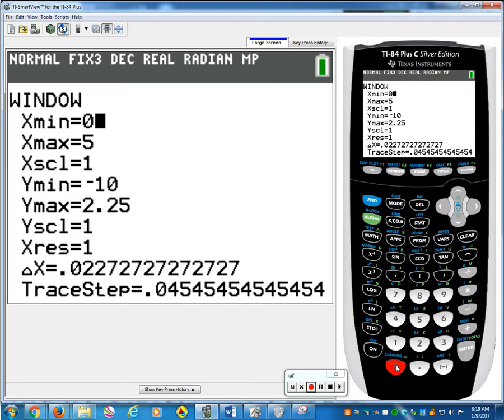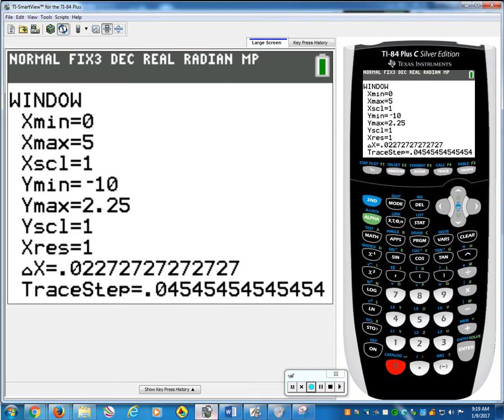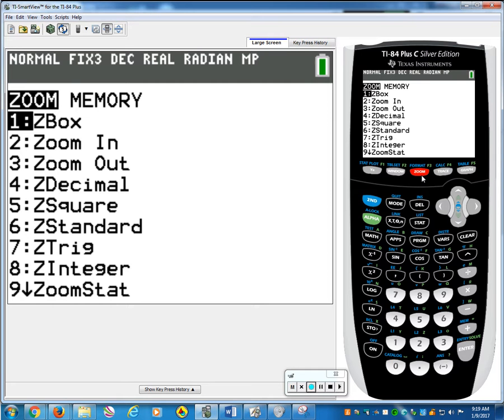Nicely done. So Chen remembered this, that if I'm looking for the first quadrant, the quadrants are numbered like so: 1, 2, 3, and 4. So x equals 0 is where you want to start because that's where the first quadrant begins. He guesses 5 because he remembers that I said that's a good guess if you're not sure. Two points for Chen. Then we do a zoom fit.